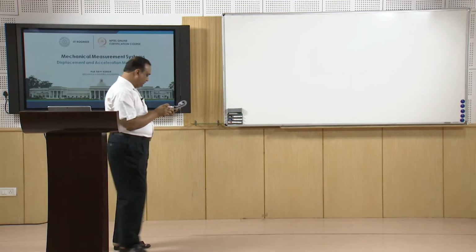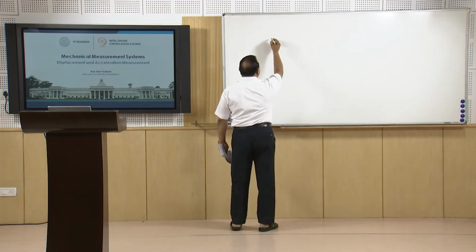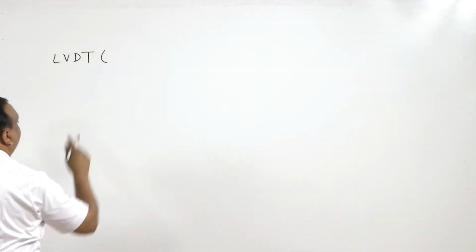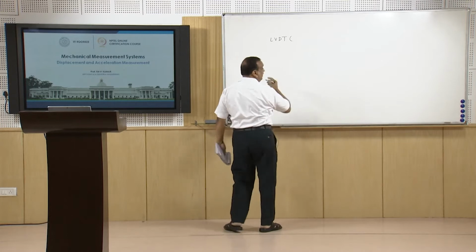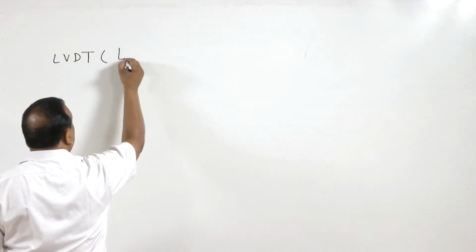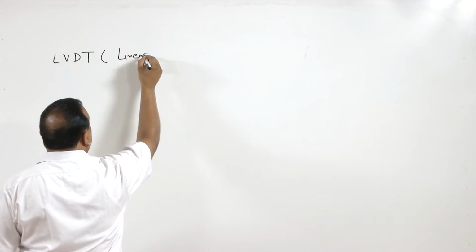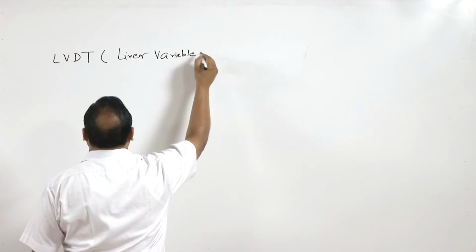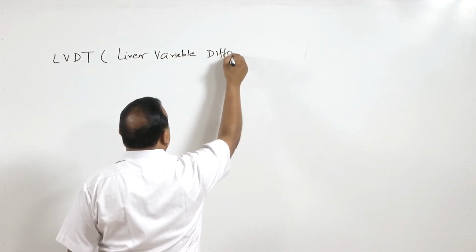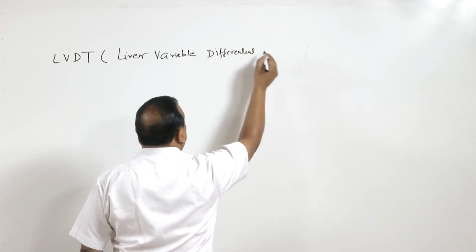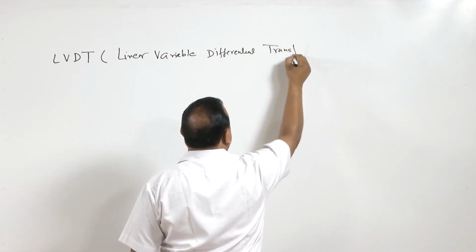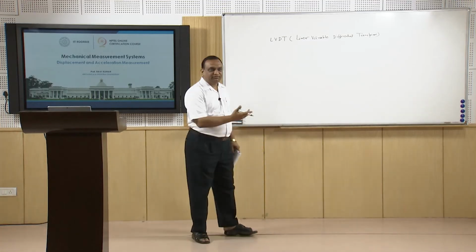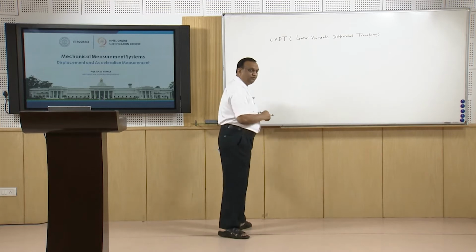To begin with LVDT, it is a very popular displacement measuring device. LVDT is linear variable differential transformer. And like other transformers, this also works on the principle of mutual inductance.